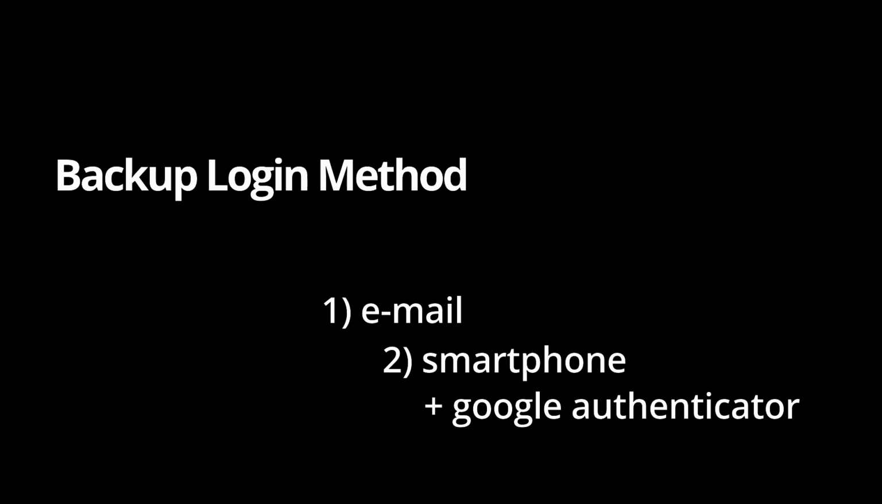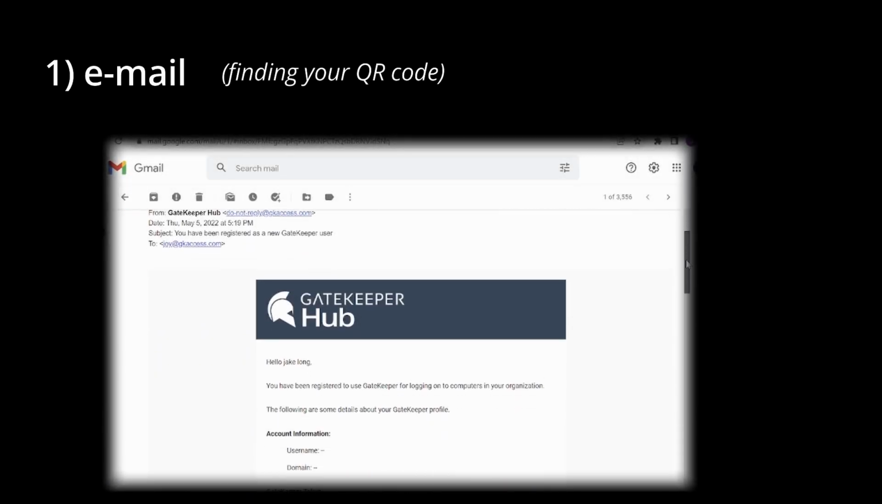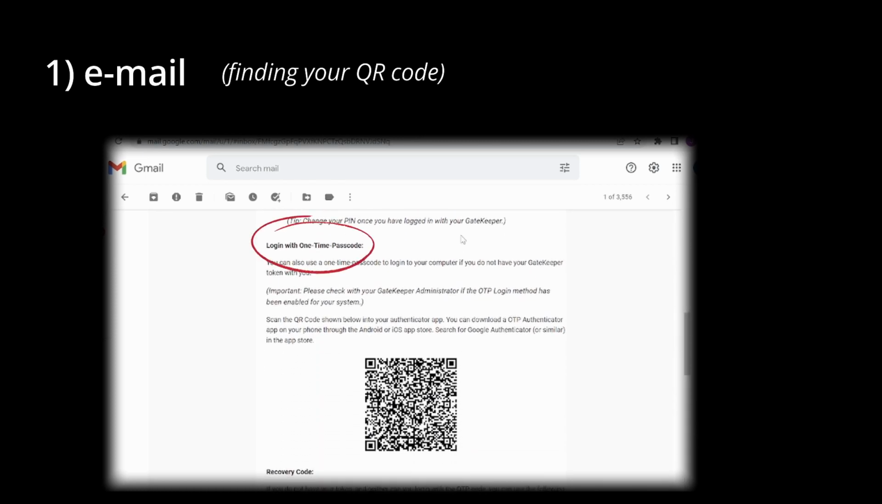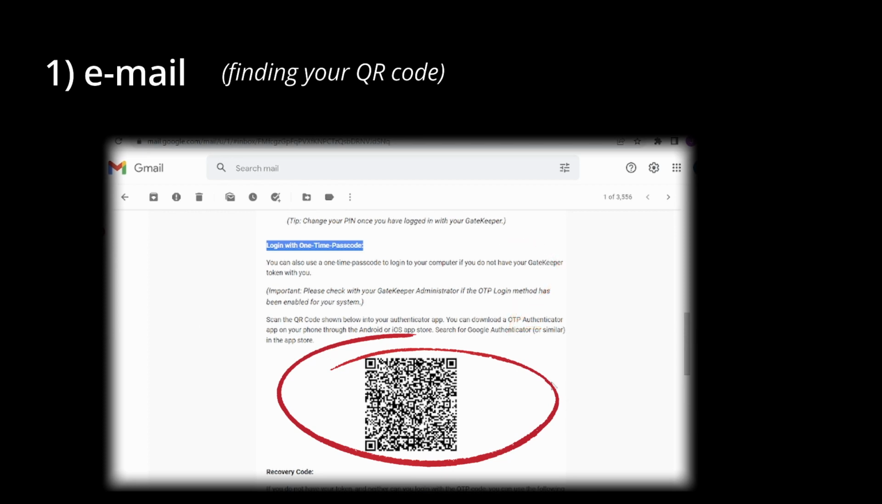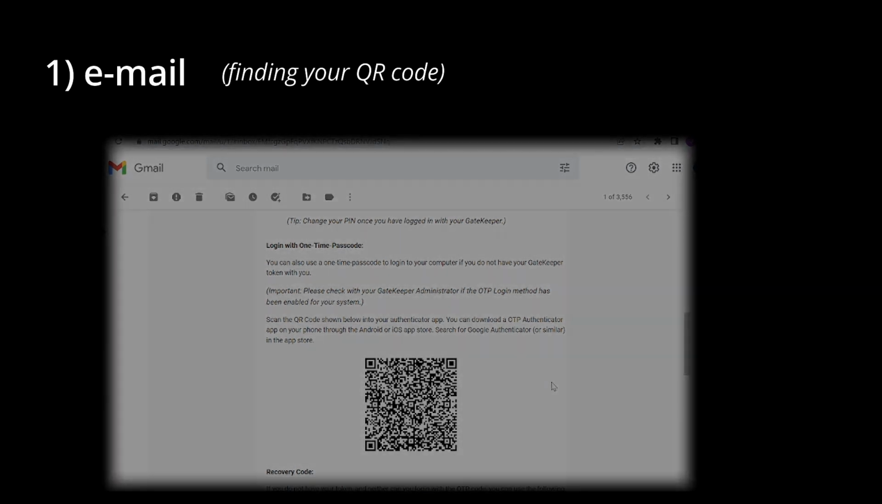Let's set up your phone as a backup login method. The first thing you want to do is go into your email. You should have received an email from GateKeeper that looks like this. Enclosed, a section entitled Log in with one-time passcode, and under it, a QR code. This QR code is associated with your GateKeeper account, so keep it open. We'll scan it with your phone in a second.